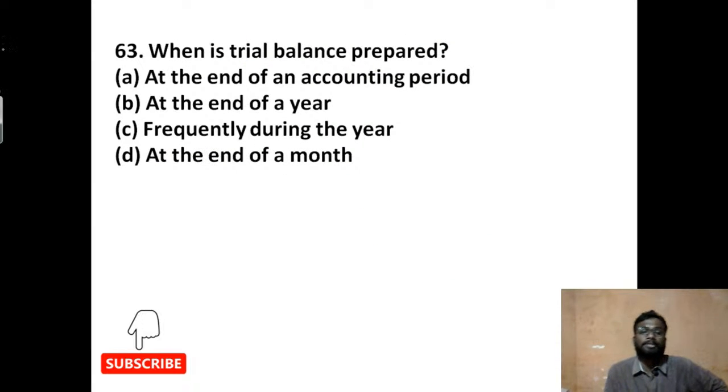When the trial balance is prepared: at the end of the accounting year, or frequently during the year, or at the end of the month? So trial balance will be prepared at the end of the accounting year. Yes guys.